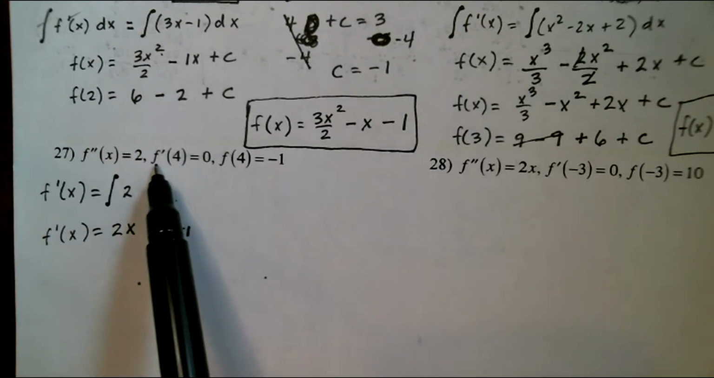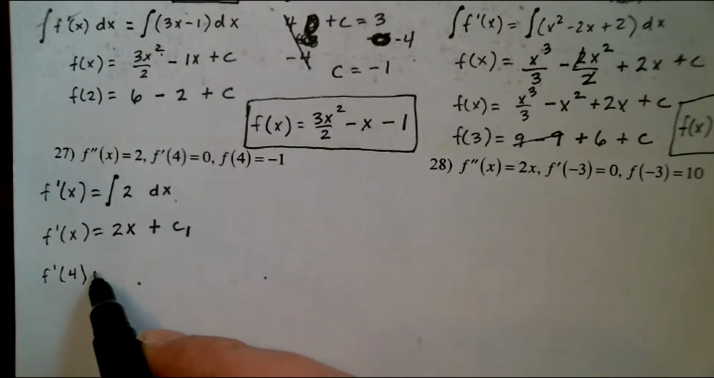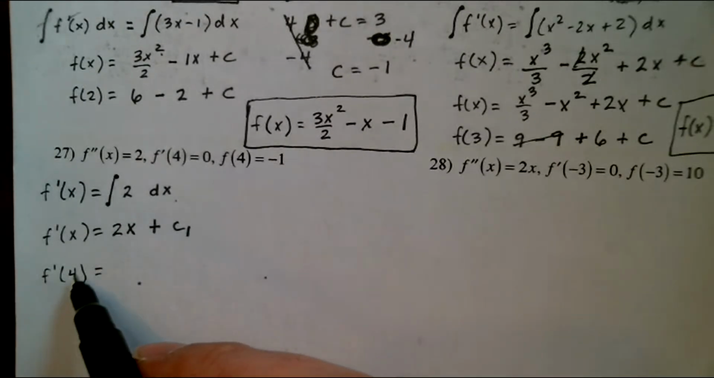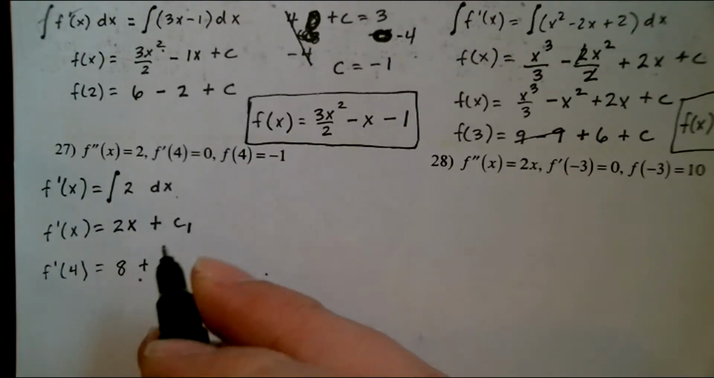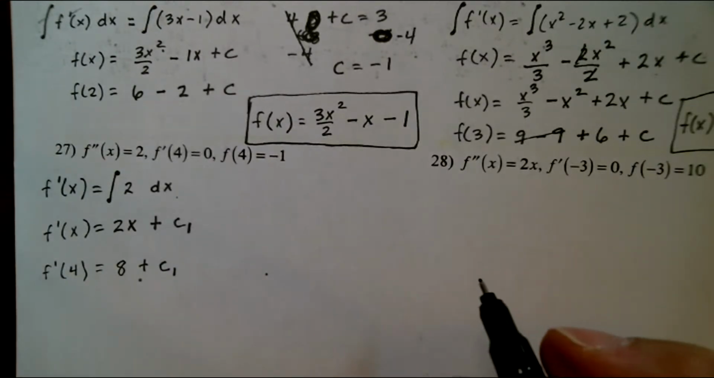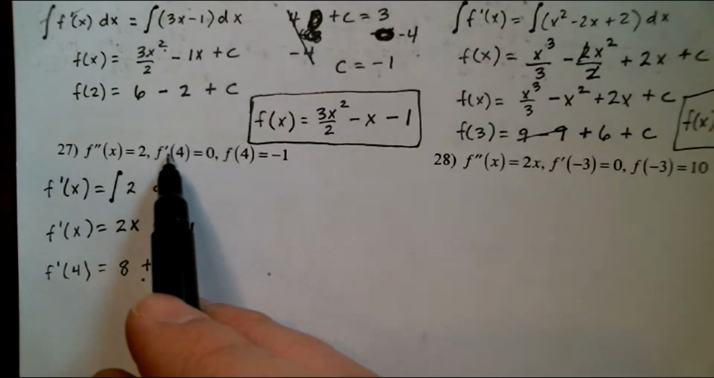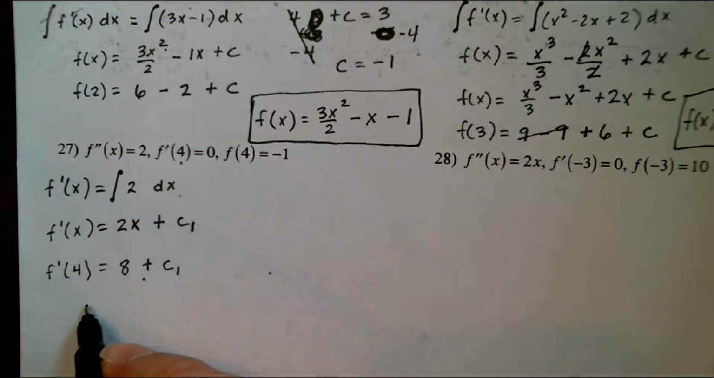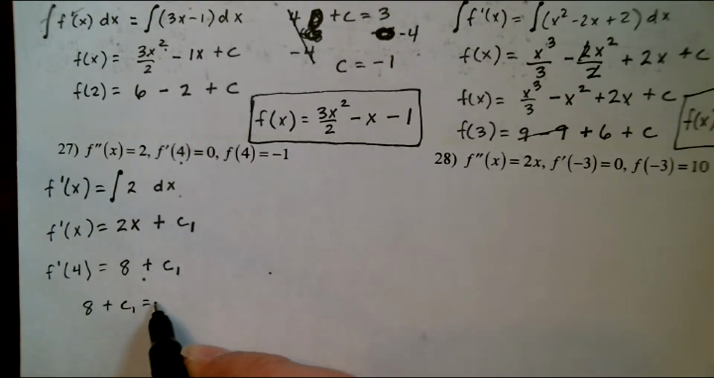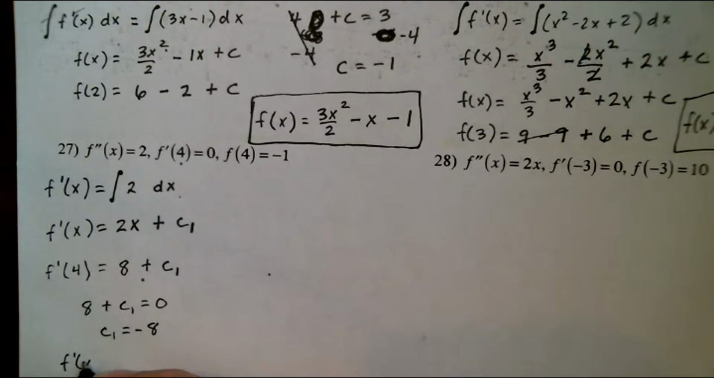Then I look at my guideline for f prime of 4. I plug that into that x: 4 times 2 is 8 plus c sub 1. Now remember what we did here. We set that equal to whatever f prime of 4 was, so 0. So I say 8 plus c sub 1 is equal to 0, and c sub 1 is equal to negative 8. What that does is give me my derivative: f prime of x is equal to 2x minus 8.